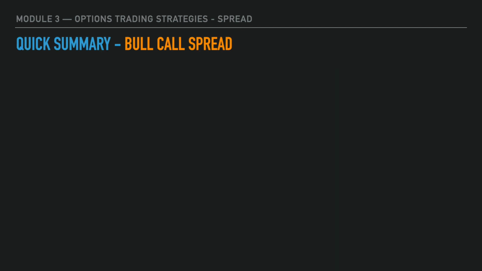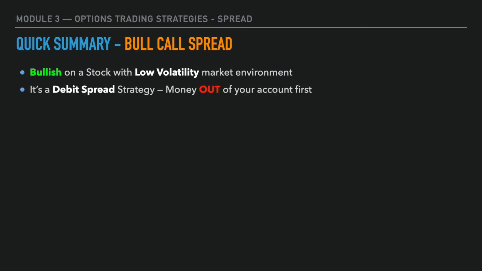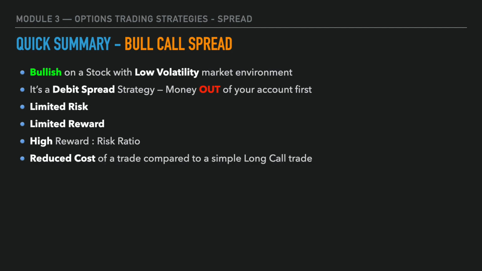Cool, here's a quick summary for the bull call spread strategy. It is a bullish trade and works well in a low volatility market environment. It is a debit spread strategy, meaning you will have a certain amount of money out of your account first once you put on such trades. Your potential risk will be limited and your potential reward will also be limited. A bull call spread generally has a pretty high reward to risk ratio. It can be used to reduce the cost and the risk of a bullish trade compared to a simple long call trade. It can also be used to reduce the break-even price. All of the in-the-money calls are preferred in the bull call spread trades.